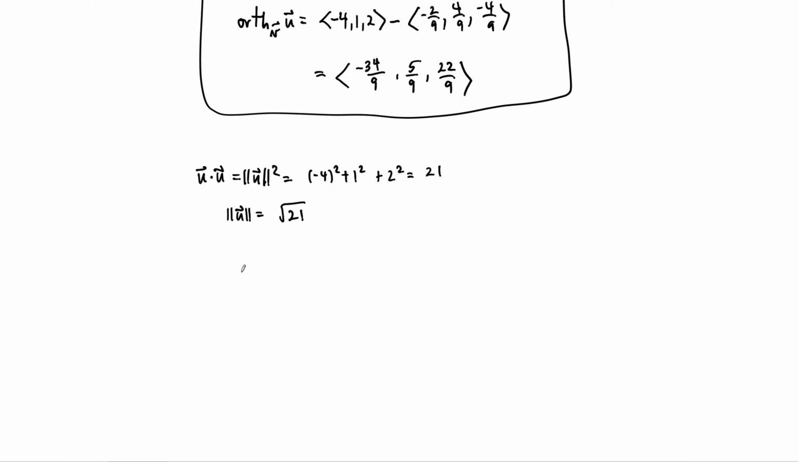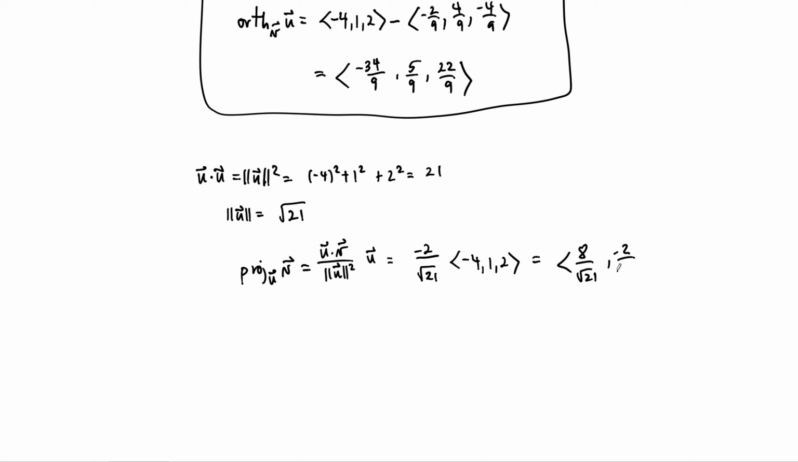Okay? All right. So the projection onto u of v this time is going to be equal to, I guess I will write the formula. It's u dotted with v over the length of u squared times the vector u. So remember, this is -2 over root 21 times the vector u, which is -4, 1, 2. And then again, we can distribute. So this becomes +8 over root 21, -2 over root 21, and then -4 over root 21. So there's our projection of v onto u.